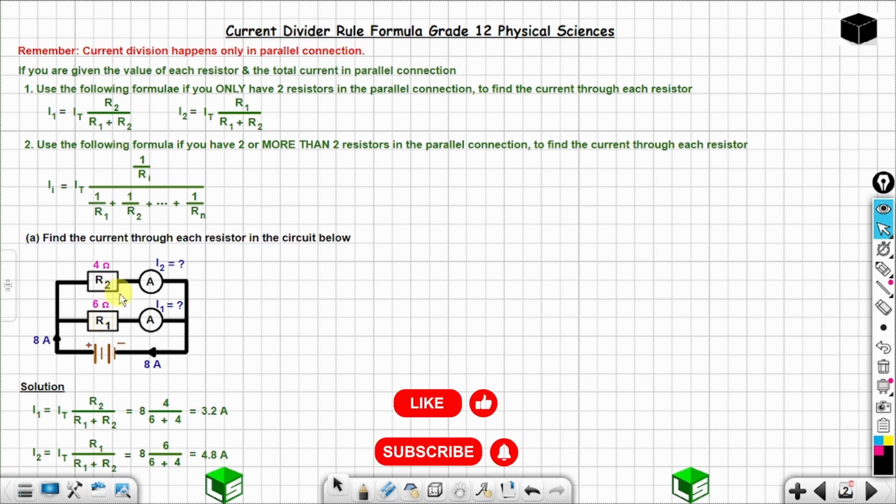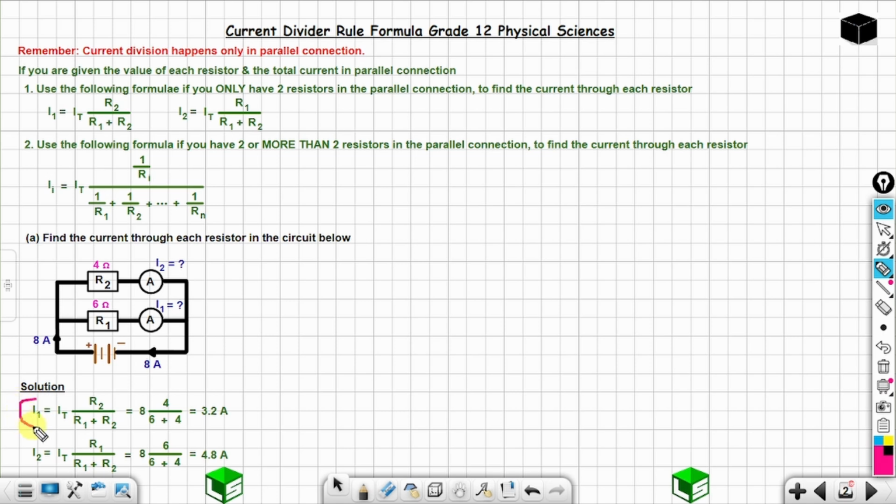So you have to notice. If you are calculating I1, you have R2 in the numerator. If you are calculating I2, you have R1 in the numerator. You have to see the difference. So let's move on. Now, another example.